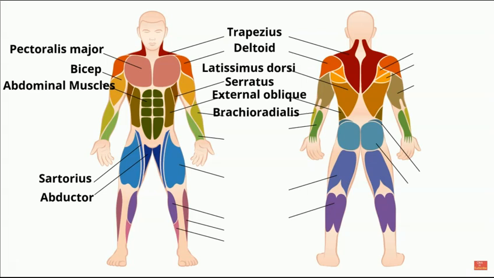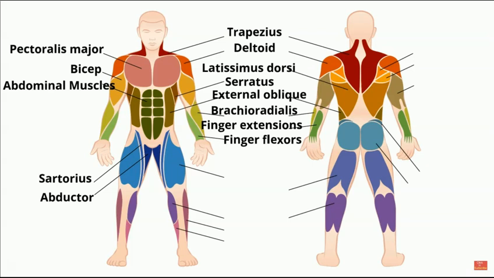The brachioradialis is a muscle of the forearm that flexes the forearm at the elbow, for example when you use a hammer. Finger extensors include 9 extensor muscles found on the posterior side of the forearm and extend the hand and the fingers. Finger flexors help you close your hand.